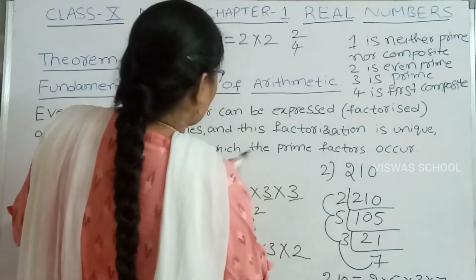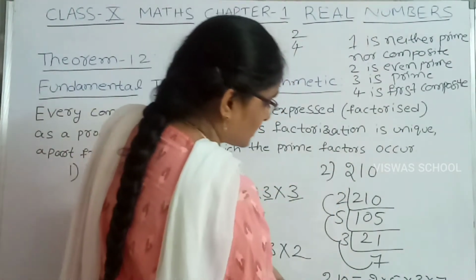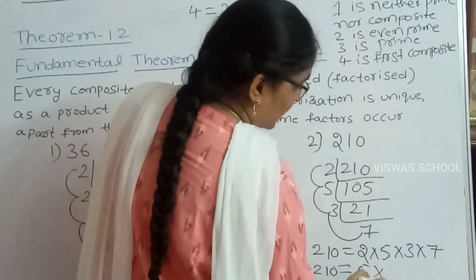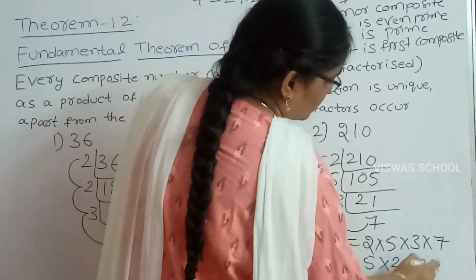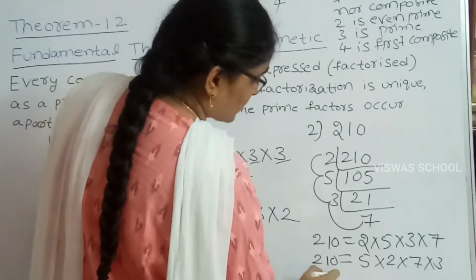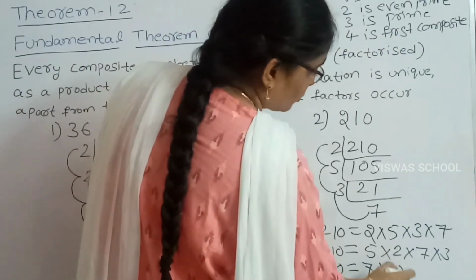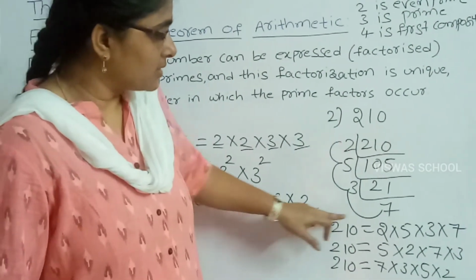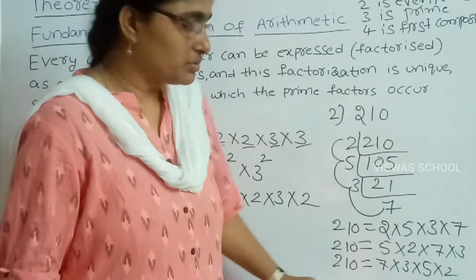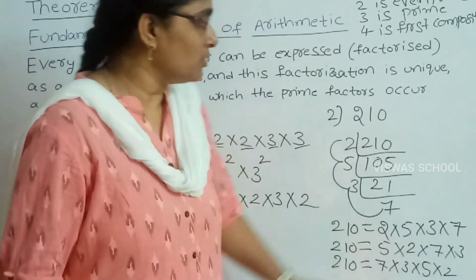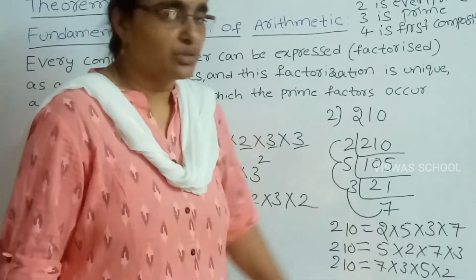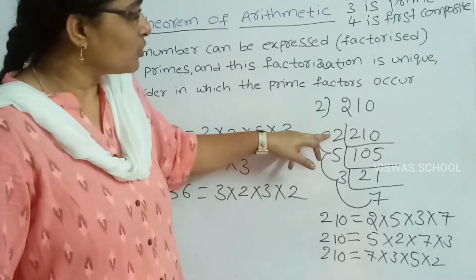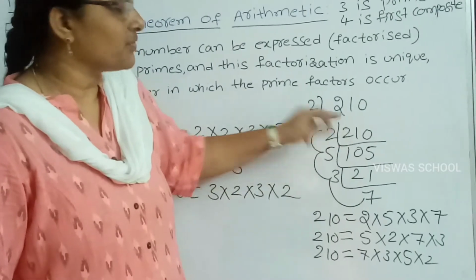That is, apart from the order in which the prime factors occur, this is also expressed as, for example, 5 into 2 into 7 into 3, or 7 into 3 into 5 into 2. That is, order is not important. You can write this as 2 into 5 into 3 into 7, or 5 into 2 into 7 into 3, or 7 into 3 into 5 into 2. In any way you can write it, but the factors are these only. 2, 5, 3 and 7 are the factors of 210.